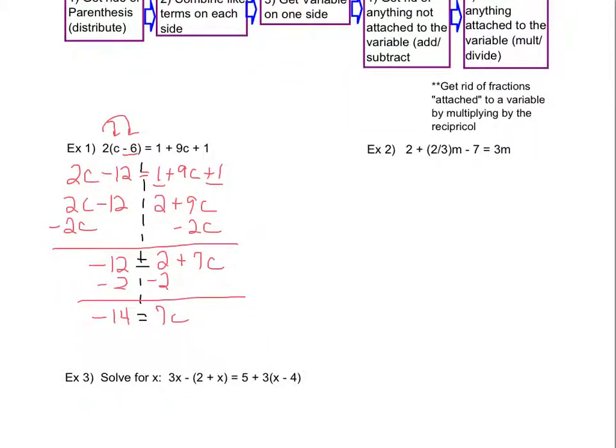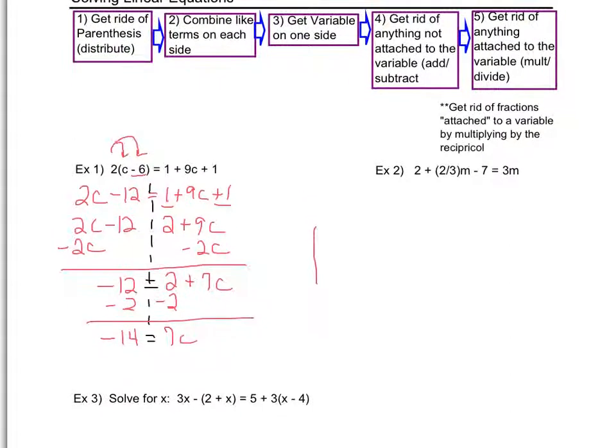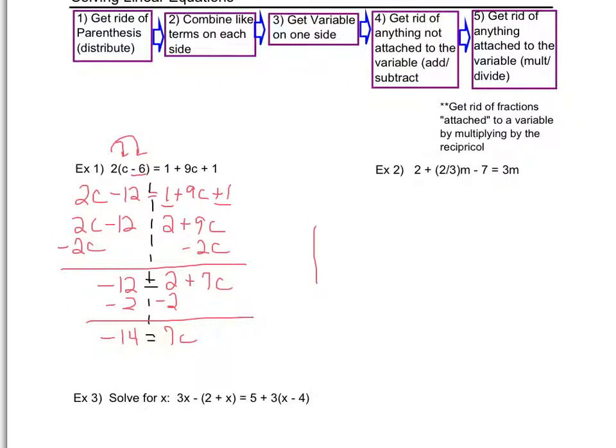The last thing I need to do, that's step 5, I'll get rid of anything that's attached to the variable through multiplication or division. Since it's 7 times c, I'll use division to undo a multiplication. Negative 14 over 7 is the same thing as negative 14 divided by 7, which I know gives me negative 2 for my c. The goal of solving is to get the variable by itself, so I have successfully done that.